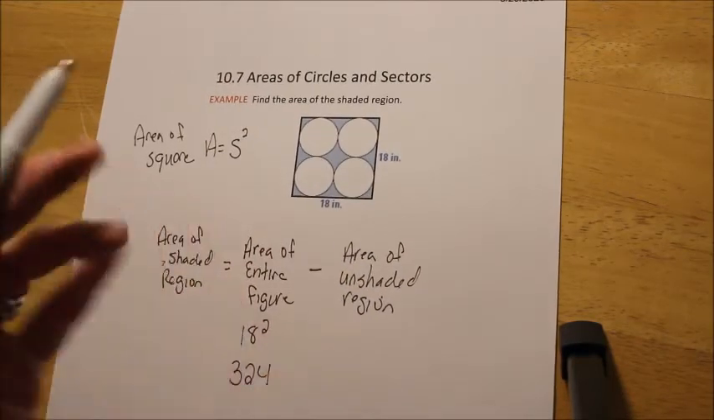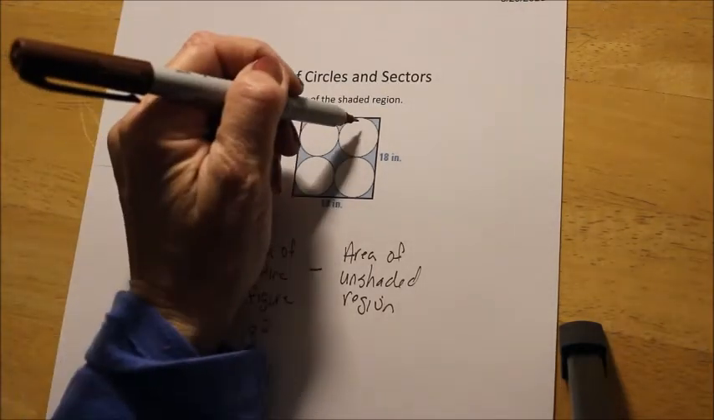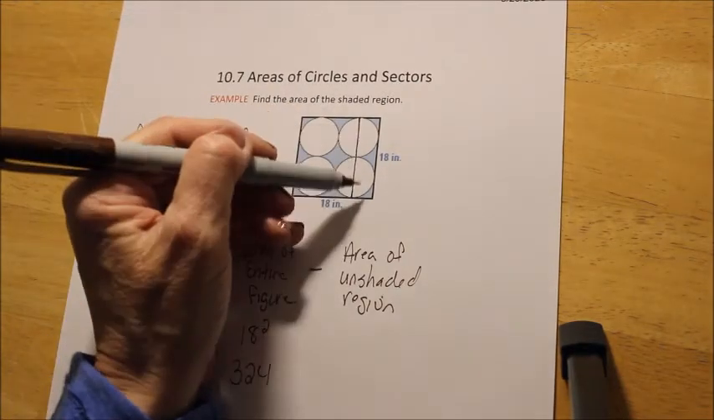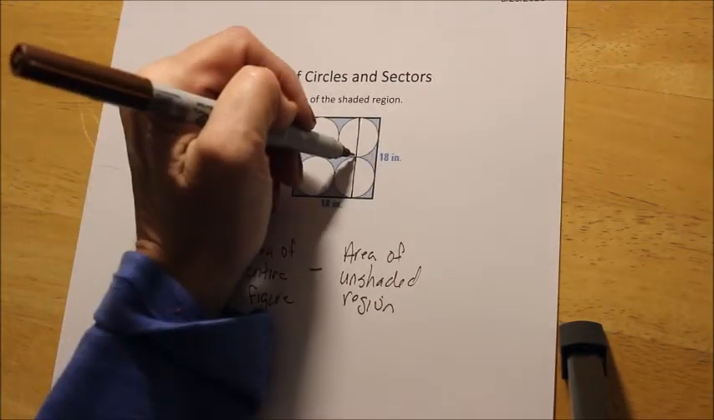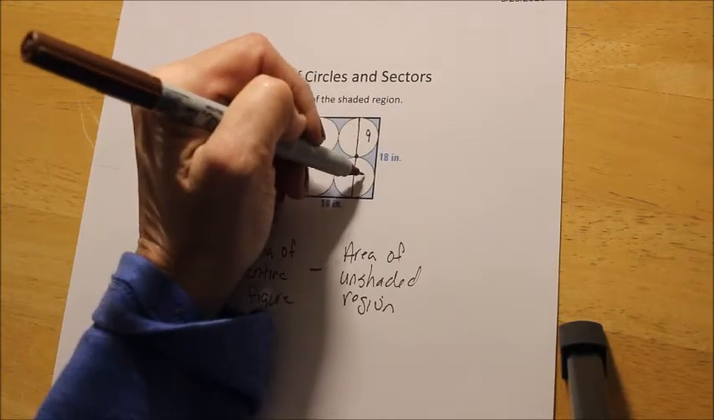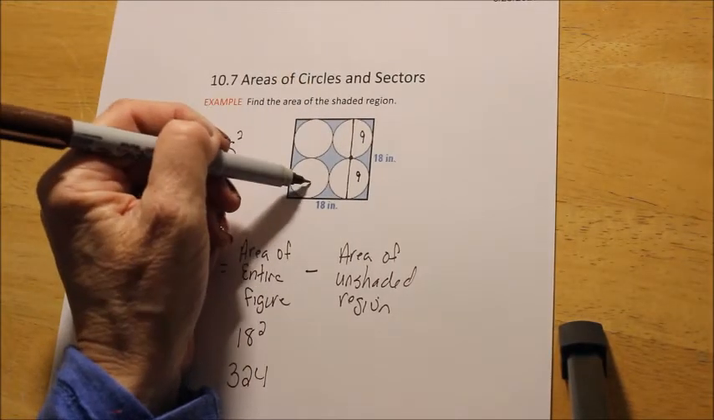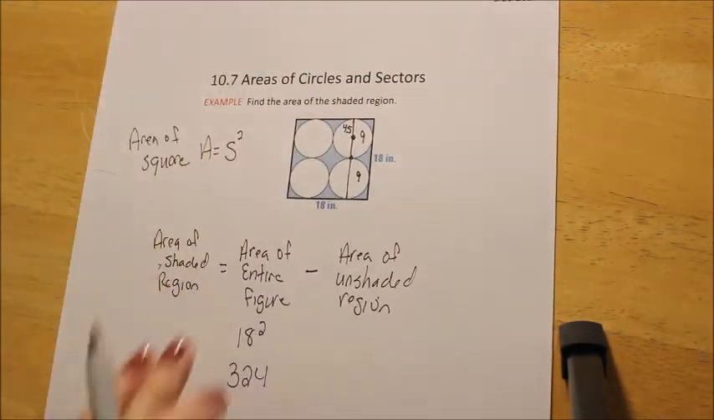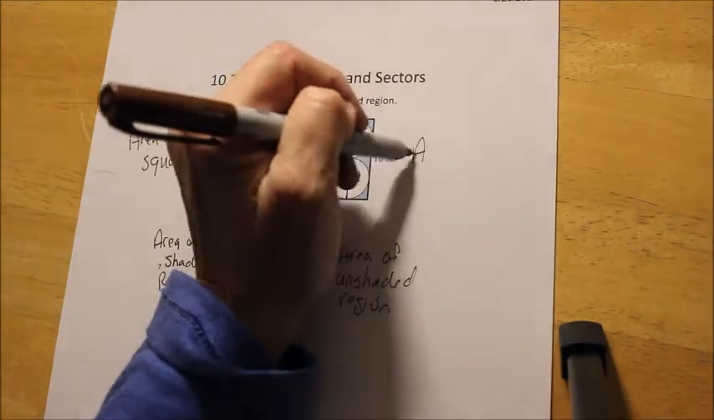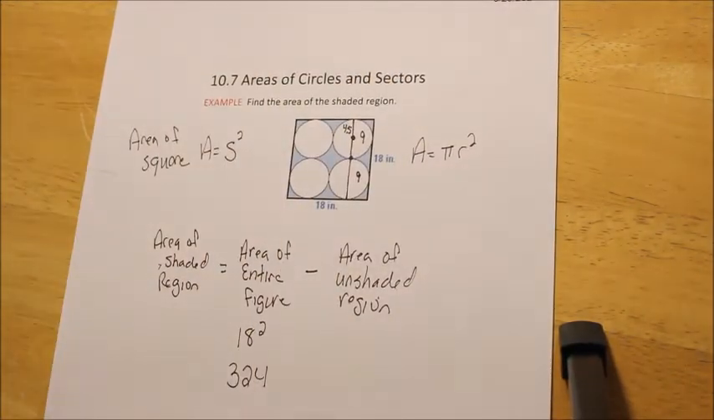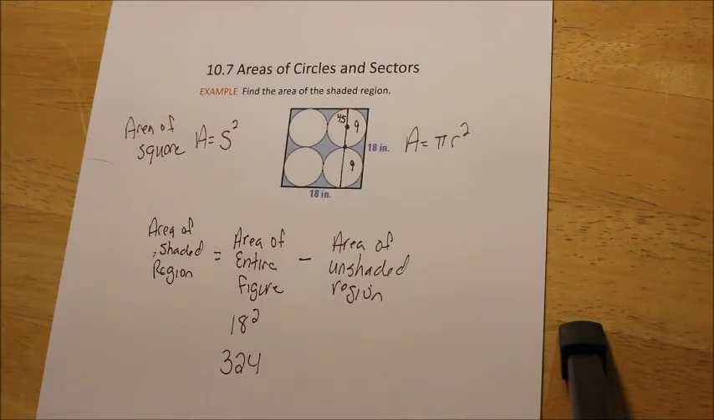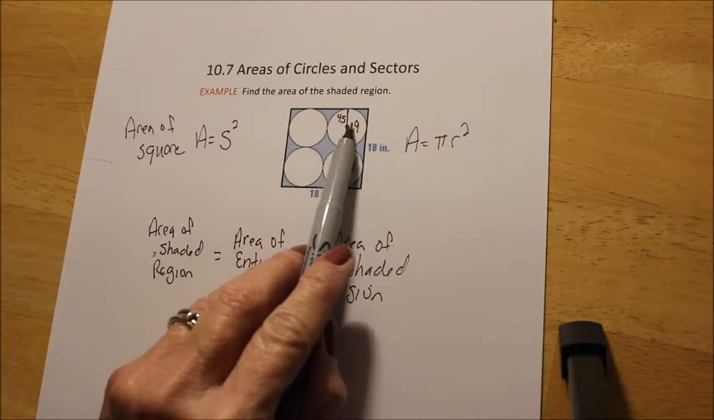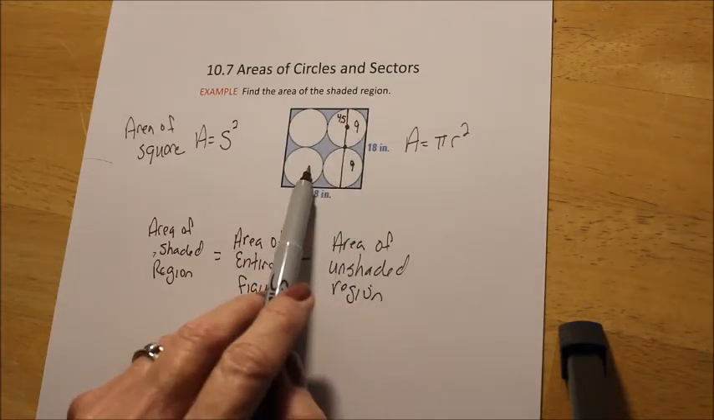Well, in order to find the area of the circle, we have to know the radius. So if I were to draw both diameters here, remember this is 18, then that means that this diameter is 9, and so is this one, so is this one, so is this one. What is the radius then? The radius is half of 9, or 4.5. So the area of the circle is going to be pi times r squared, or pi times 4.5 squared times 4, because there's 4 circles, right?